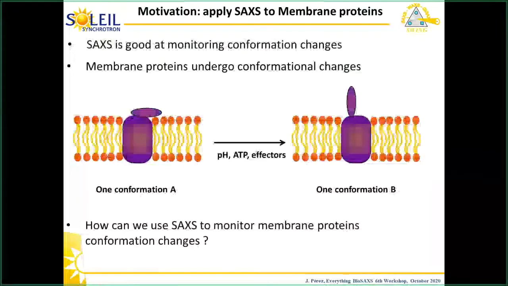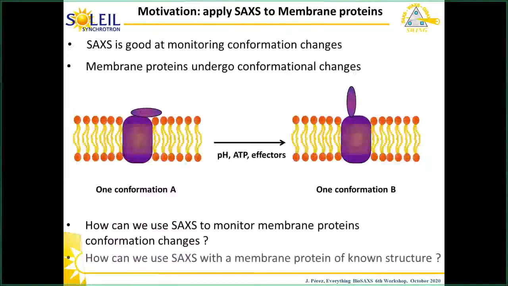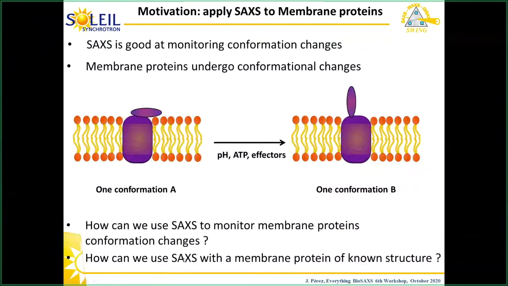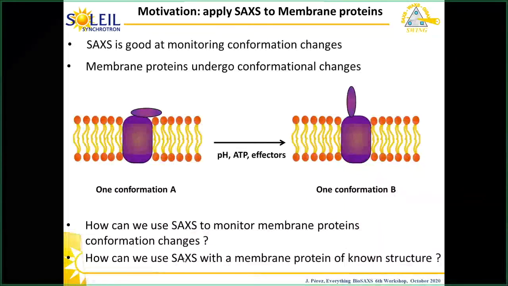The main objective we wanted to reach, but before reaching this objective, we realized that there was a much simpler question that we still could not answer so easily: how can we use SAXS with a membrane protein of already known structure? So it's already difficult to do something clever with SAXS with a membrane protein of known structure. So with a membrane protein of unknown structure, this is even more difficult. So we are going to go step by step.